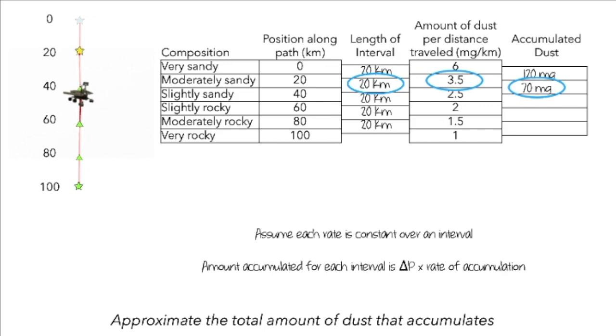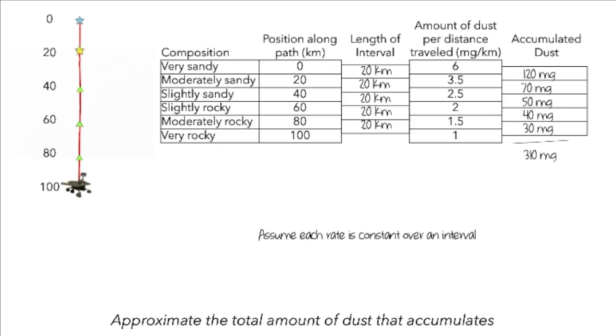Then over the next interval, we'll multiply 20 kilometers change in position by a rate of 2.5 milligrams per kilometer to get 15 milligrams. And then over the next interval, we'll get 40 milligrams. And over the final interval, we'll get 30 milligrams. And if we add all this up, we'll get a total of 310 milligrams of dust that have accumulated on the rover.